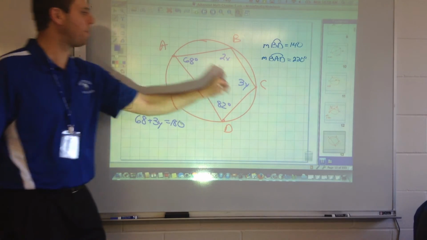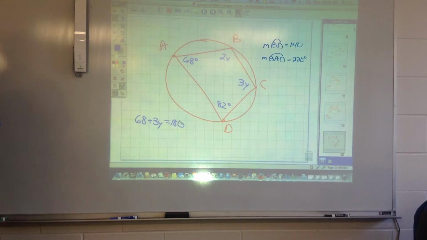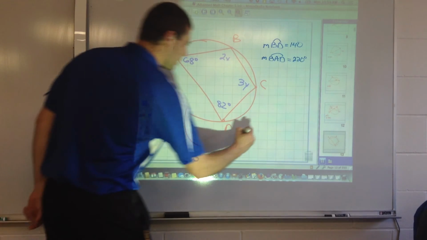Good, because we know opposite angles always have to be supplementary. And you guys know how to solve that. I'm not going to waste your time solving a two-step equation here. Well, how about to solve for x? Somebody different. Brett? 2x plus 82 equals 180. Yeah, 2x plus 82 equals 180.